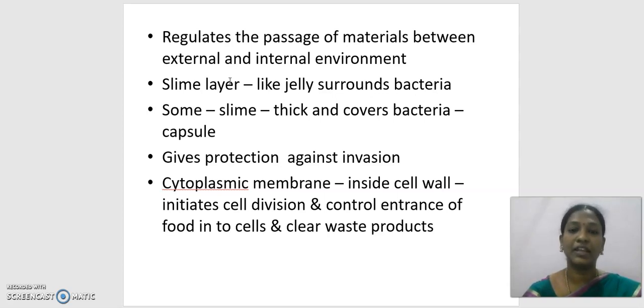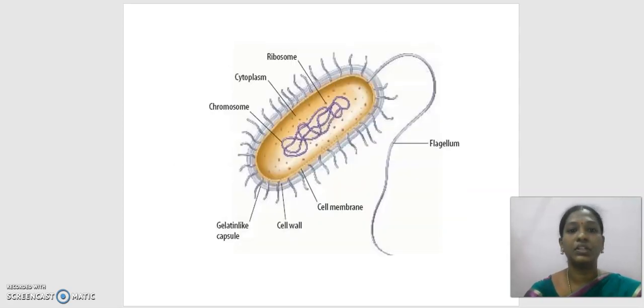The next is the cell slime layer, which is a jelly-like substance that surrounds the bacteria. Some slime is thick and covers the bacteria, and this is called a capsule. That is, the slime layer becomes very thick and covers the bacteria as a cover. So that is called a capsule. This capsule also gives protection against the invasion of foreign substances or foreign invaders. So that is a capsule that surrounds the cell wall.